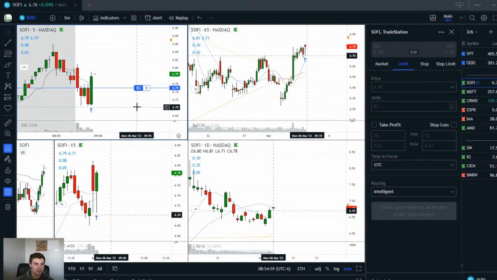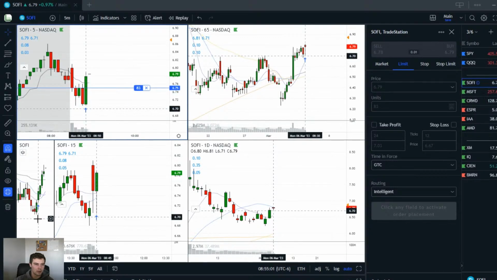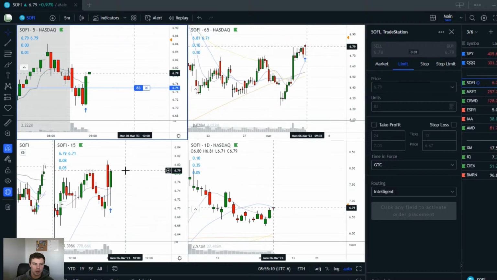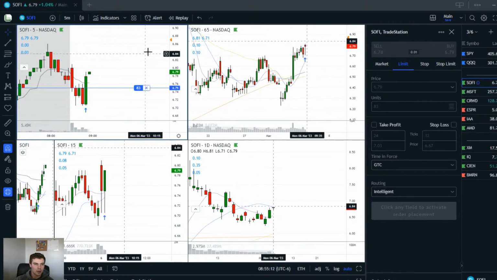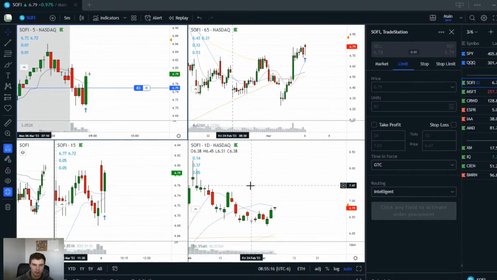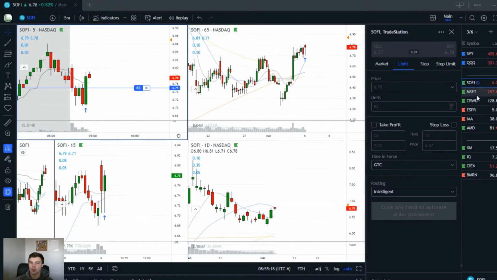SoFi is off to a pretty decent start, looking good. Probably expecting some sort of pullback. You see it's up quite a few bars on this 1 minute chart, so a pullback wouldn't be a surprise here. Keep that thing going. A lot of range left on the SoFi, so should be looking good there.